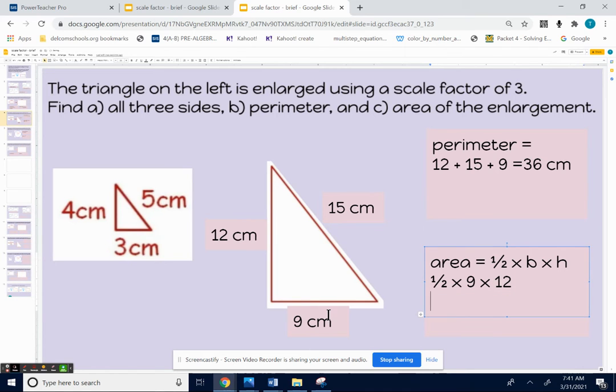And you know what I'm going to do? Because I want to do this without a calculator, I'm going to take that 12 and 9 and reverse them, because I can figure out 1/2 times 12 easier than I can figure out 1/2 times 9. 1/2 times 12 is just half of 12. Half of 12 is 6. And then I'm going to take that times 9. And I get 54 square centimeters.